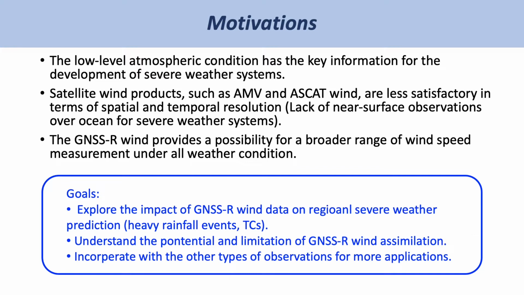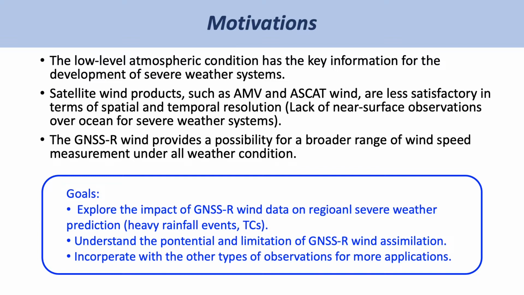So we know that the low-level atmospheric condition has the key information for the development of severe weather systems. For example, the low-level convergence and the low-level moisture transport can be very crucial for tropical cyclone intensification. And for weather prediction, over ocean particularly, we rely heavily on satellite data.